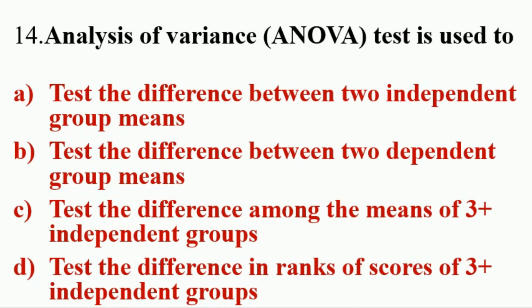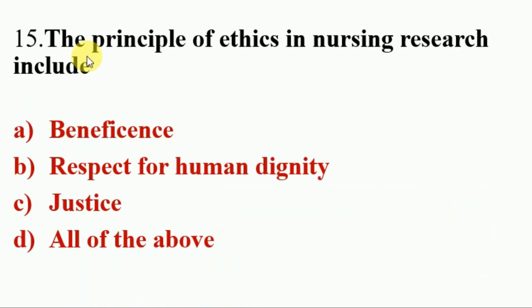Next question. The principle of ethics in nursing research include options A. Beneficence, B. Respect for human dignity, C. Justice, D. All of the above. Answer is D. All of the above.